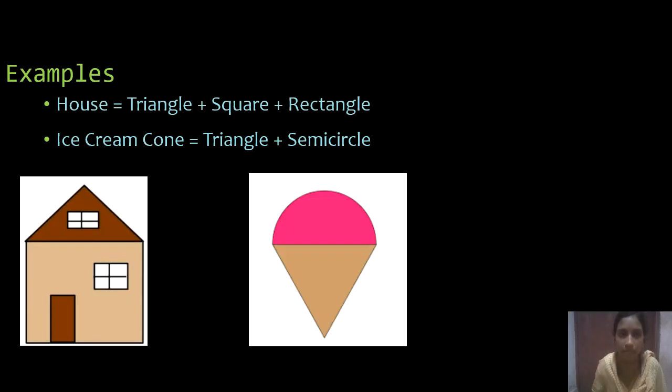Let's see some examples of composite figures. The first example is a house. You can see this house is made up of a triangle, a square and a rectangle. Since this house is made up of more than one shape, it is an example of a composite figure. The next example is an ice cream cone. This ice cream cone is made up of more than one shape, a triangle and a semicircle. Since it is made up of more than one shape, this is also an example of a composite figure.